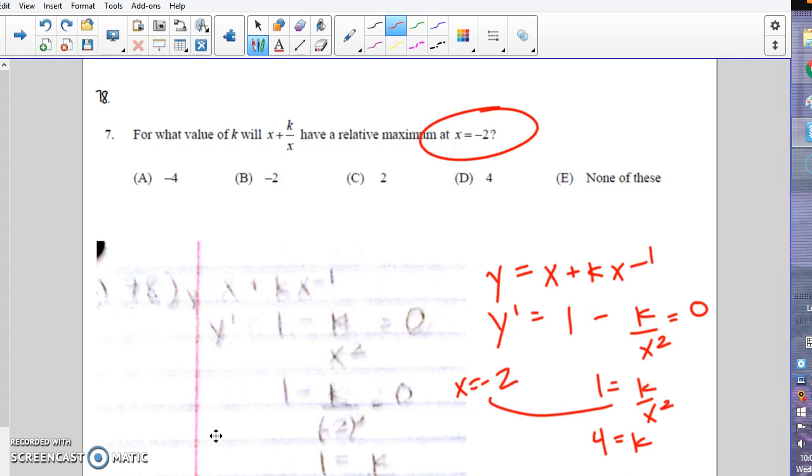It's talking about a relative maximum. Basically, you are given this function. You don't know what k is, but you do know that x equals -2 is going to have some type of max. So you're trying to find what that k value is, essentially. Take the derivative, which is this guy right here. Go ahead and plug in -2 for your x. Cross multiply or just solve for your k. K should equal 4.